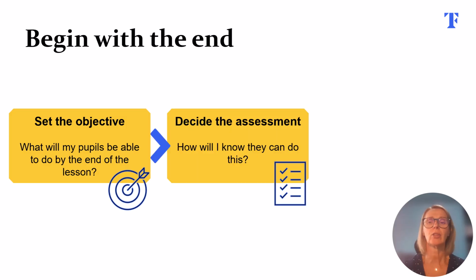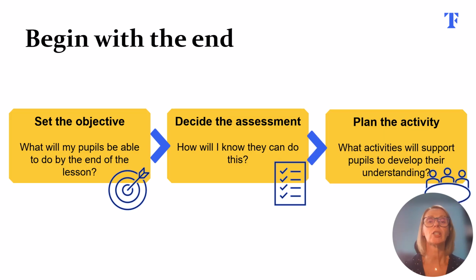Then we should decide on how we are going to assess that they have done that successfully. How will we know the pupils have learned or can do what we have intended for them to learn? And how will you assess this throughout the lesson? Moving then into actually planning the activities that will engage the pupils to develop their understanding of the intended content. Let's look some more at setting these objectives.